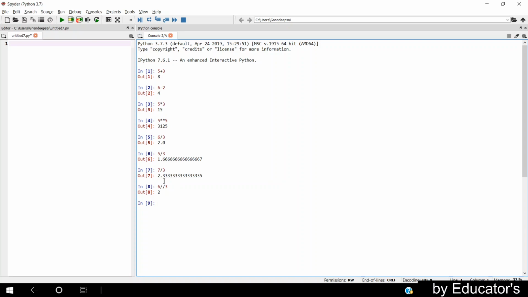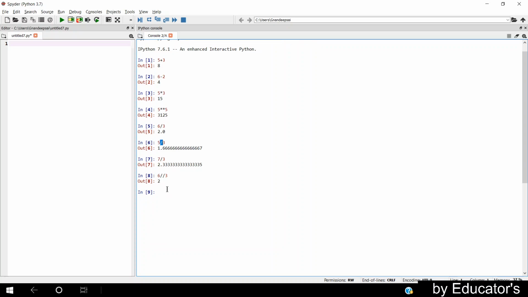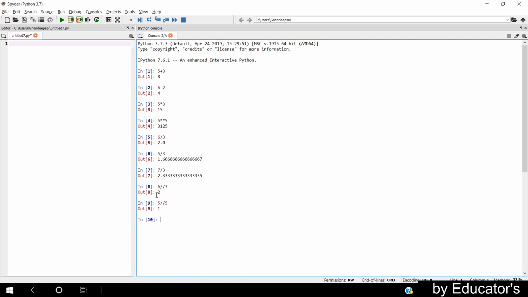6 divided by 3 will actually give you 2. It's called the integer division, and this is the floating point division. And what is an integer division? Integer division will only return you the whole number part of the answer. If you see the same example, 5 by 3, it is only returning the whole number part. And similarly, 7 by 3 will return only the whole number part.